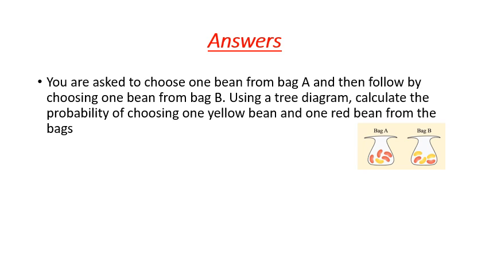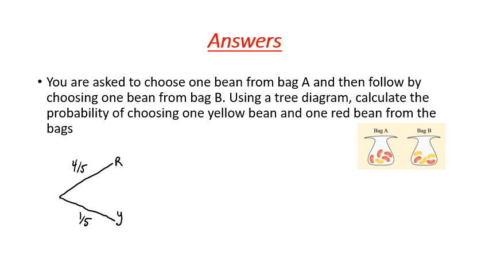Okay, so in our second question, it says you are asked to choose one bean from bag A and then follow by choosing one bean from bag B. Using a tree diagram, calculate the probability of choosing one yellow bean and one red bean. So our first option is bag A. And in bag A, we have red or yellow. We have 4/5 chance of choosing a red and 1/5 chance of choosing a yellow.